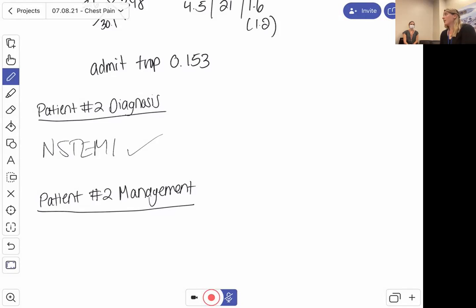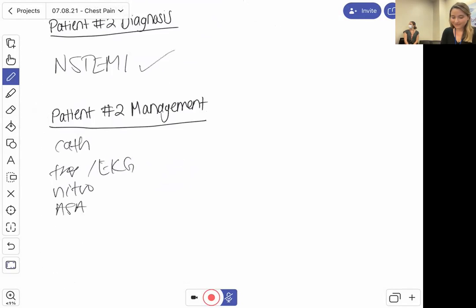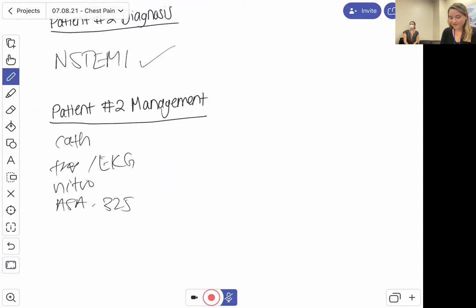Okay, and then what do you guys want to do for this gentleman? We're gonna cath him. Okay, so these folks want to cath. What do other people want to do? Table 2 has some ideas. All right, table 2, Michelle's ratting you out. What are you going to do? We were gonna try to draw some EKGs and then give nitro, aspirin. Perfect. Try a nitro, give him aspirin. What dose do you want to give him? 325, and then put him on a heparin drip.